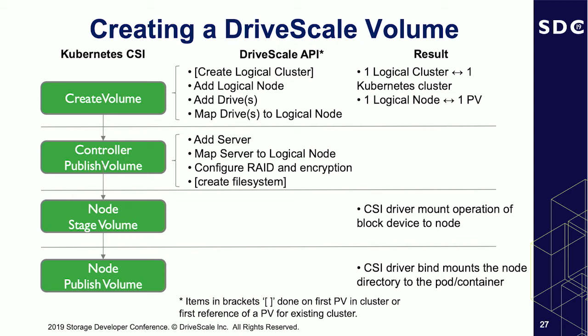I want to go into the drive stuff. Conceptually, a persistent volume maps to a single drive in the DriveScale world. Now, a pod can have multiple drives. That's possible, and there is an instance where it will create multiple drives on demand. By the way, the next steps are the mount operation. It mounts the configured block device with a file system to the node, and then it binds the file system to the pod and container.